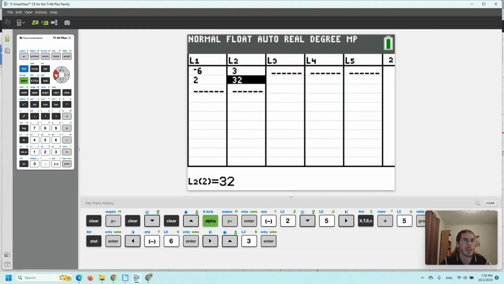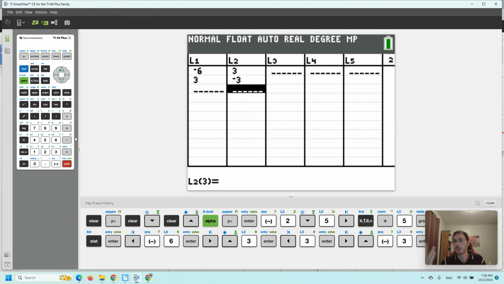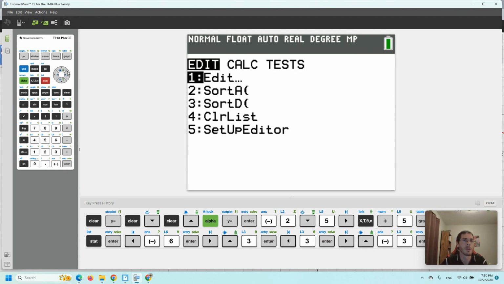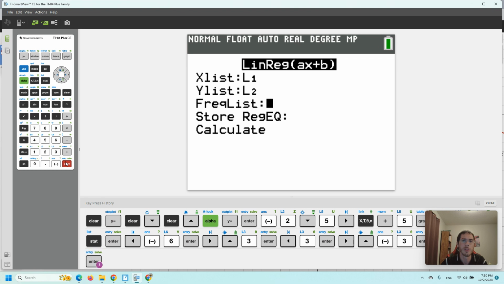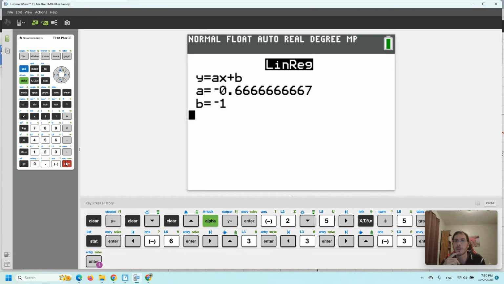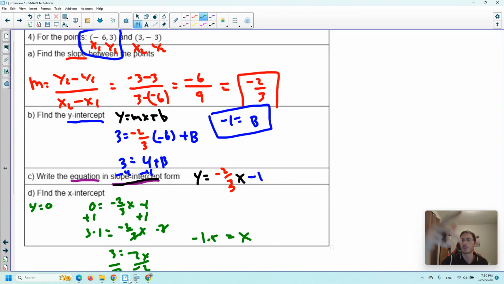And then the other point is 3, comma, negative 3. All right, so I got my 2 points in the stat menu, and this is really easy now. I'm going to go stat, over, and then number 4 here says linear regression, so I'm going to pick number 4. Press enter a bunch of times, and I get my answer. Negative 0.6666667, and then b is minus 1. Well, wait a second. This is exactly what we got, because negative 0.6666667 is negative 2 over 3.